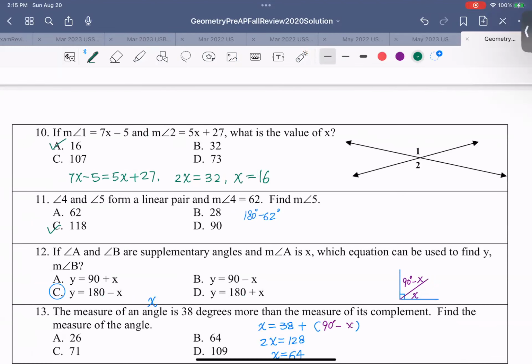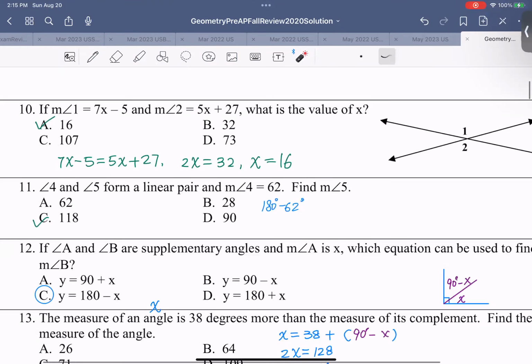The question here is a little bit tricky. The way we do the words problem is we start to write it down or translate from the first sentence. So you see here, A and B are supplementary, right? And if A is x, then B will be how much?